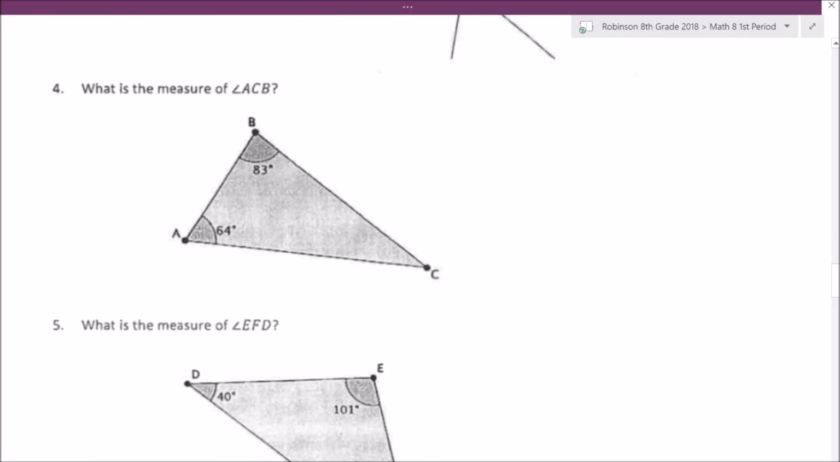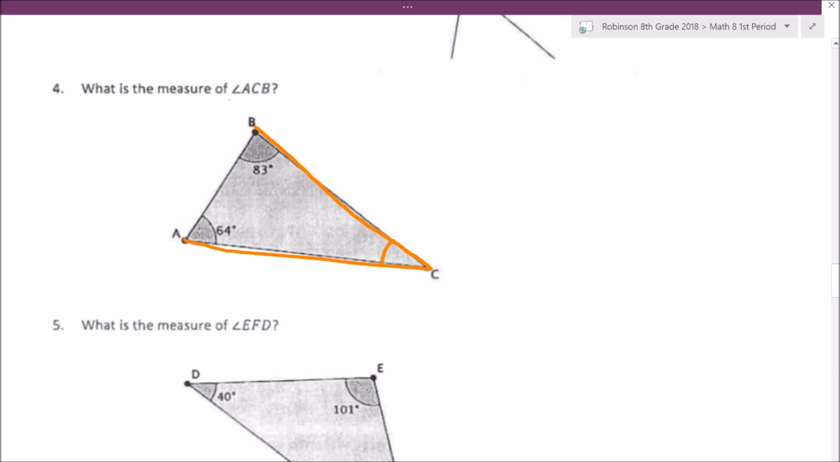On number 4 and number 5, this is using our triangle sum theorem, okay? And this is where those three-letter names come into play. It says, what is the measure of angle ACB? Well, first I need to find that. I follow the order of the letters. So I go from A to C to B. And this is the angle I'm talking about. This one right here, okay?